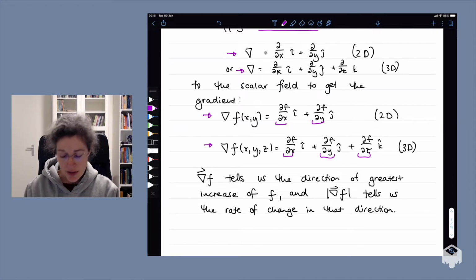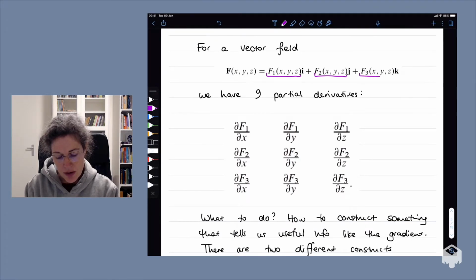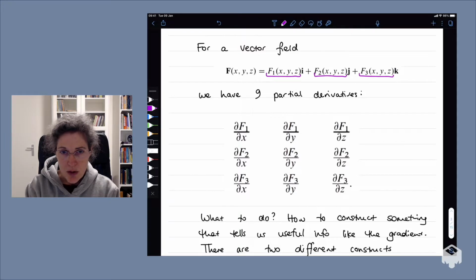Okay, and we spent a lot of time thinking about that, and then we moved on and we started thinking about vector fields. Now remember, a vector field has a scalar field for each component of the vector. So if you take all the derivatives, you end up with 9 partial derivatives. So the question becomes, how can we use this information about all these 9 partial derivatives in some useful format, in the same way that we use the partial derivatives to give us information about the scalar field?